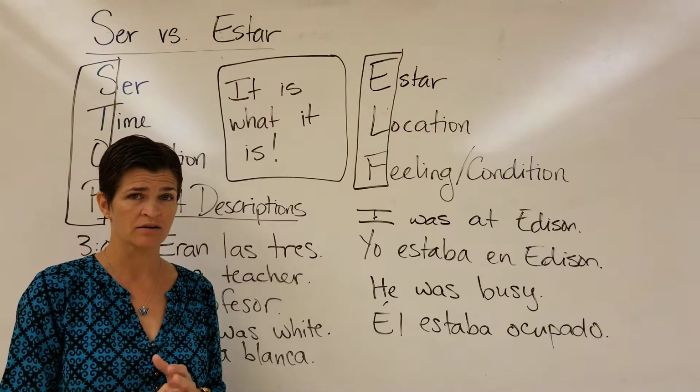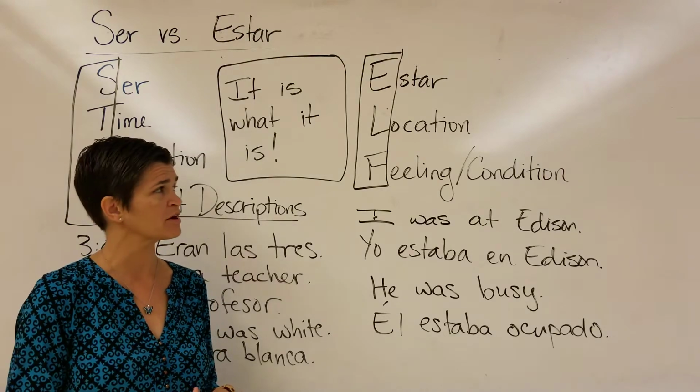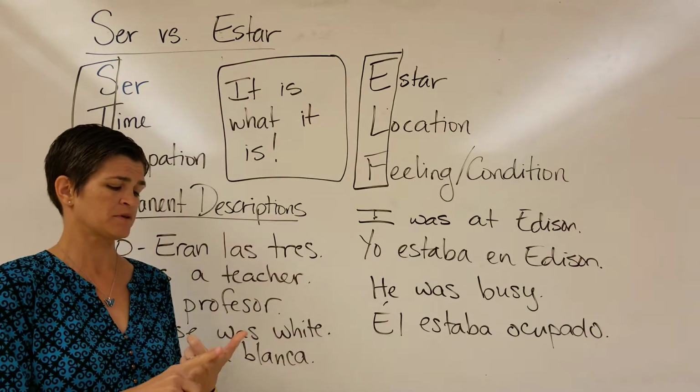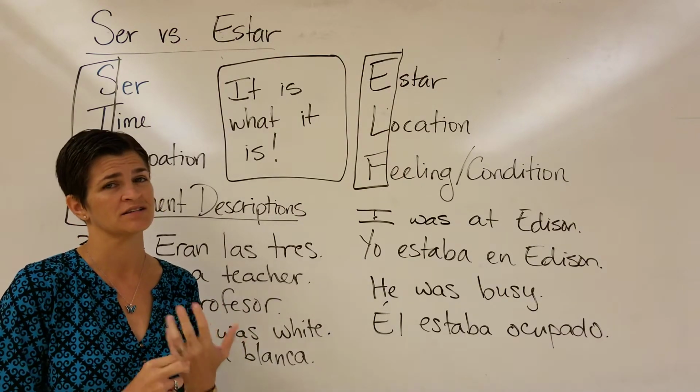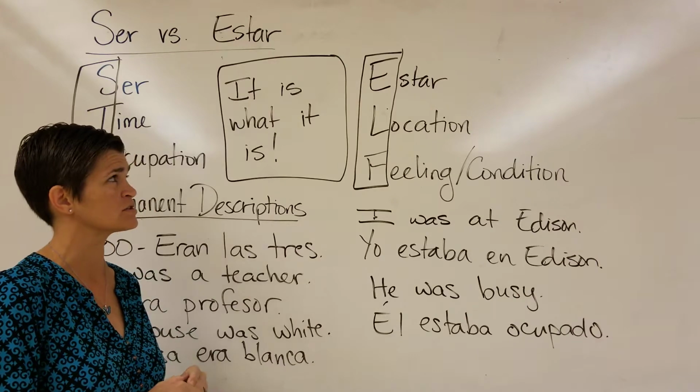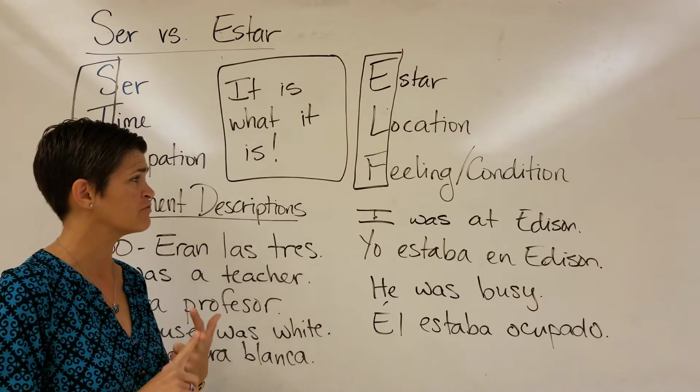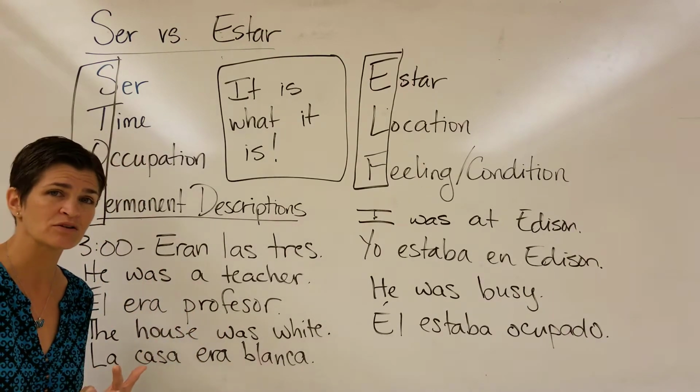Remembering that you will not get credit for your notes if you don't have both stop the ELF and the rhyme written at the bottom of your notes. You will not get credit because I need you to listen to what I'm saying during these notes. So stop the ELF, and then how you feel and where you are is when you use the verb estar.